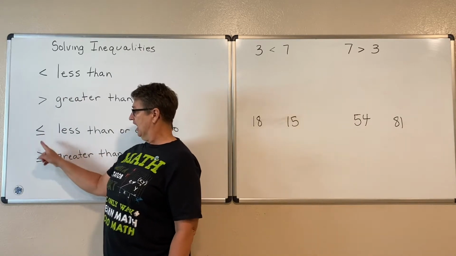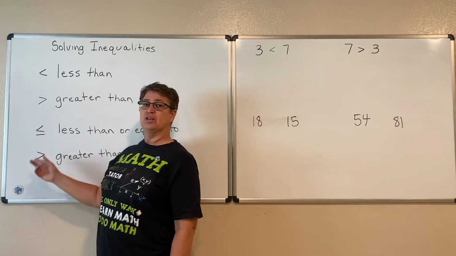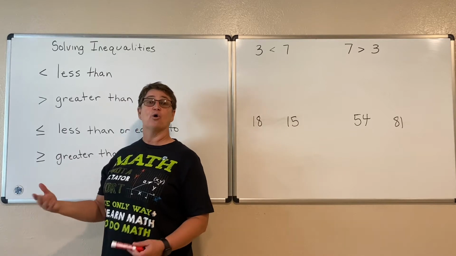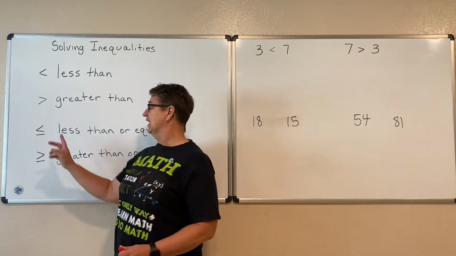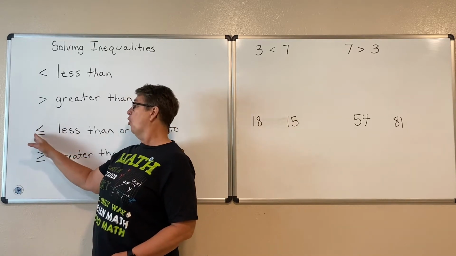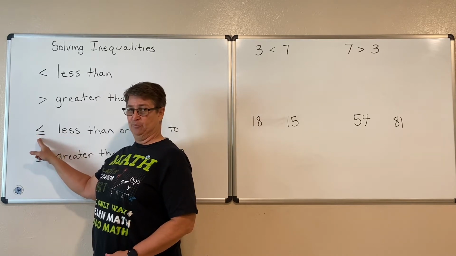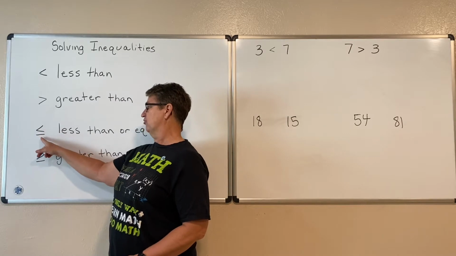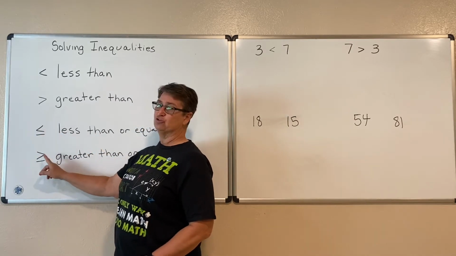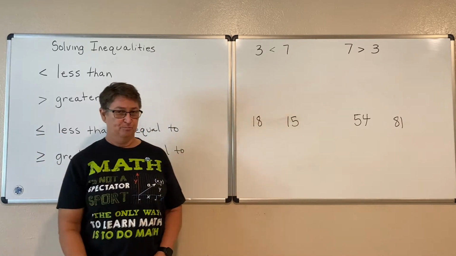When we add the line underneath, then it means less than or equal to. It can be less than the number, or this part means equal to that number. So this is less than or equal to, and this symbol means greater than or equal to.